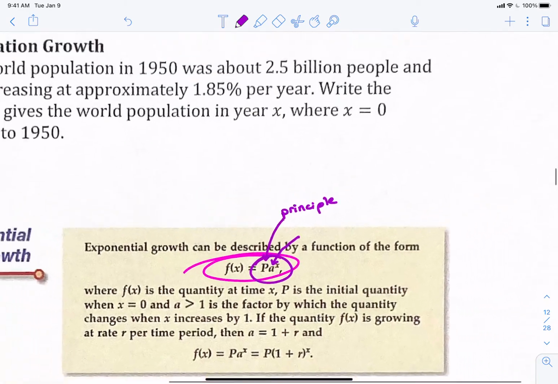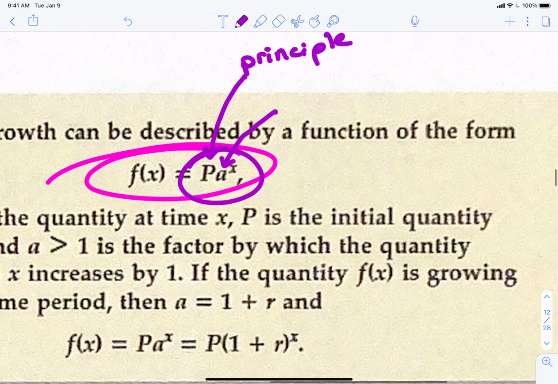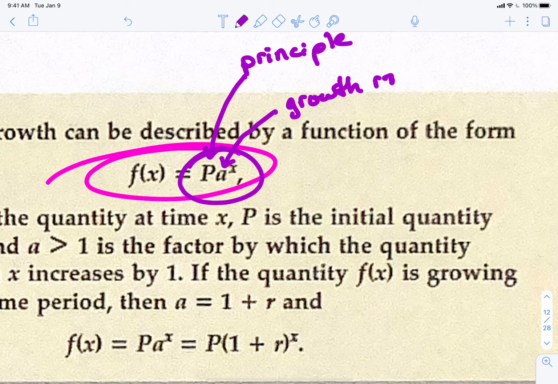A is going to be your growth rate. So if I'm growing, let's say 20% per year, my growth rate is actually going to be like 1.2 because it's 120%. We'll talk about that here in a second.